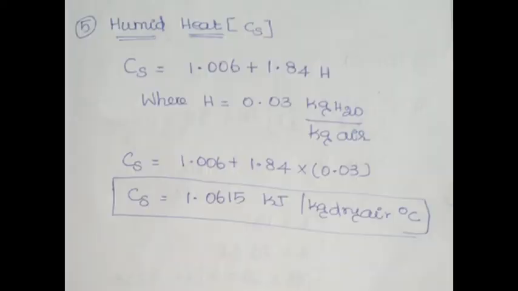Next property, humid heat. The humid heat formula: CS is equal to 1.006 plus 1.84 into H. What is H? Absolute humidity. The absolute humidity value taken from the graph is 0.03 kg of water per kg of air. Use that value to determine the humid heat value. Finally we get CS is equal to 1.0615 kilojoule per kg of dry air degree Celsius.